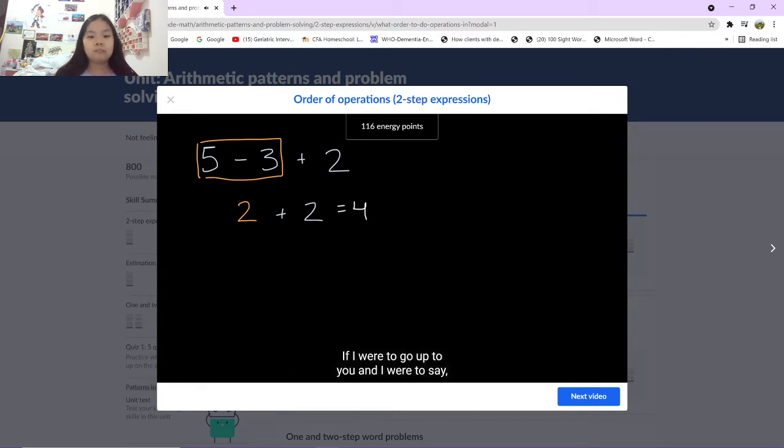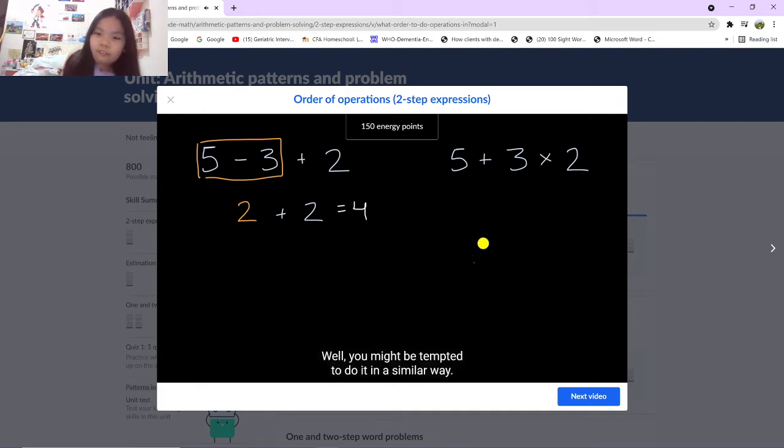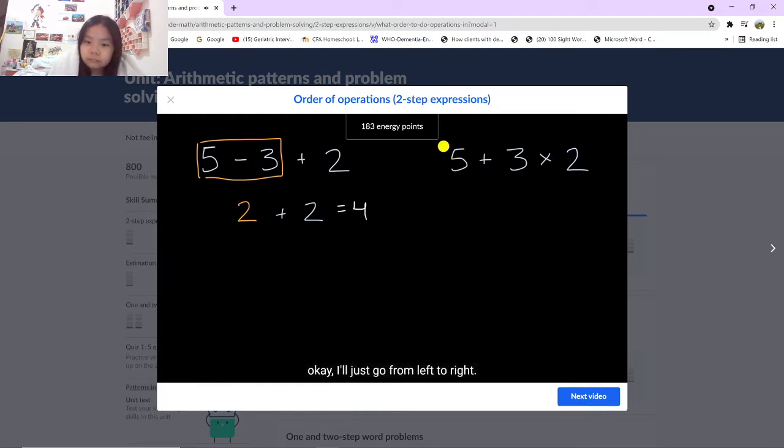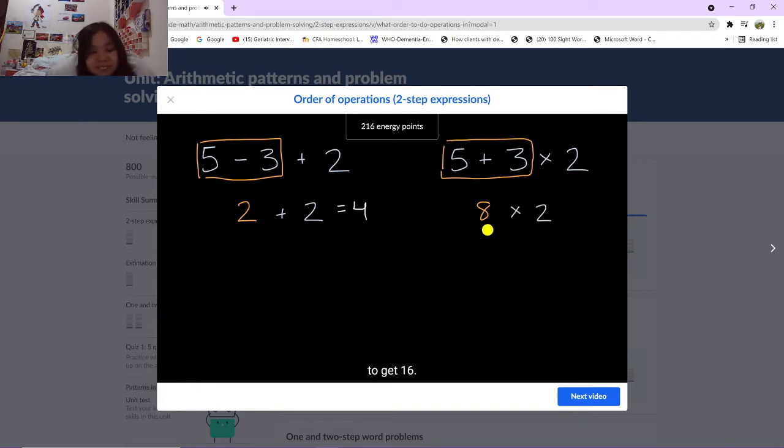If I were to go up to you and I were to say, what is 5 plus 3 times 2? Pause this video and try to figure that out. Well, you might be tempted to do it in a similar way. You might be tempted to say, okay, I'll just go from left to right. I'll first compute what 5 plus 3 is, and that, of course, would be equal to 8. And then I would multiply 8 times 2 to get 16.